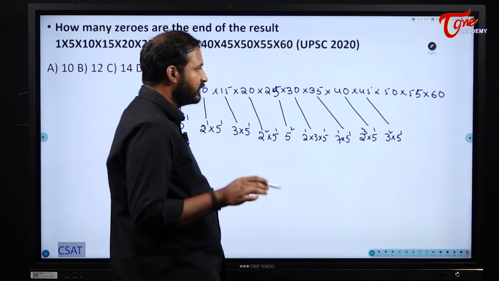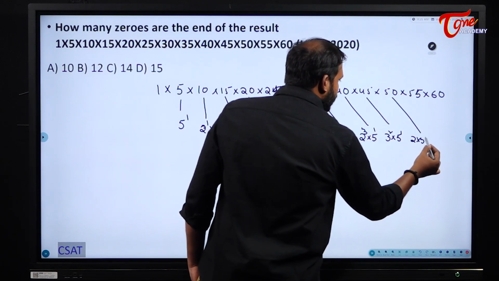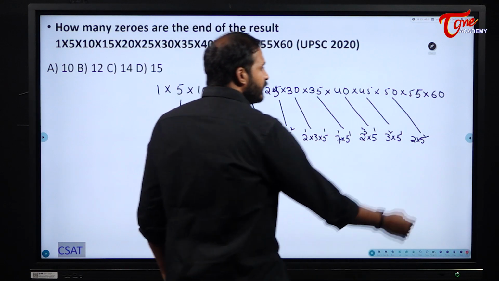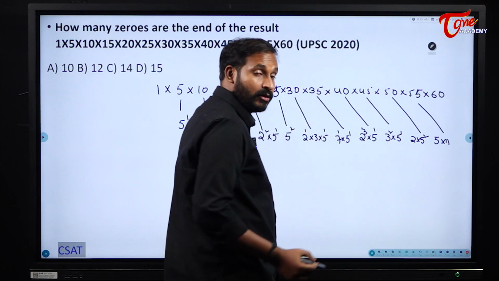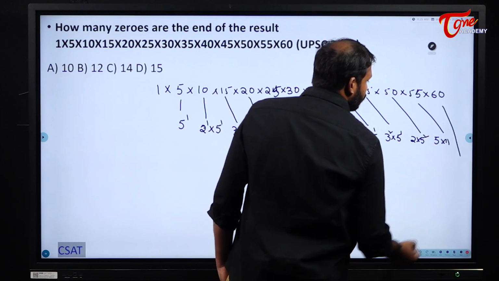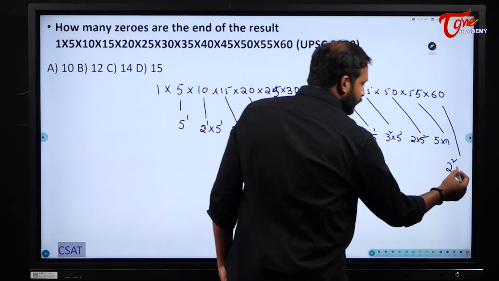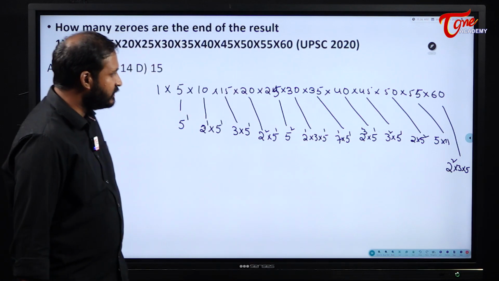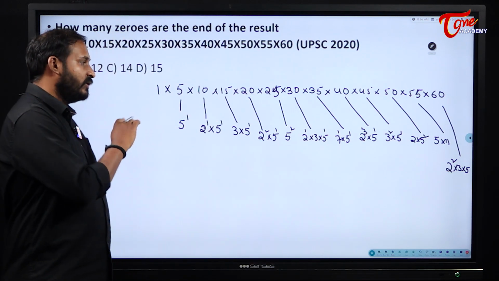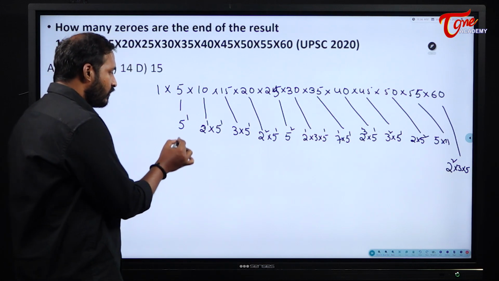So we will not bother about the 3 square. Next 50, what I can write? 2 into 5 square. It will become 50. Next 55, what it becomes? 5 into 11. Okay. Next, what about 60? What we can write? 60? 2 square, it will become 4, into 3 into 5. See students, actually this is prime factorization. I have written it directly, but if you are able to write it, good. If not, try to write them. Learn them.